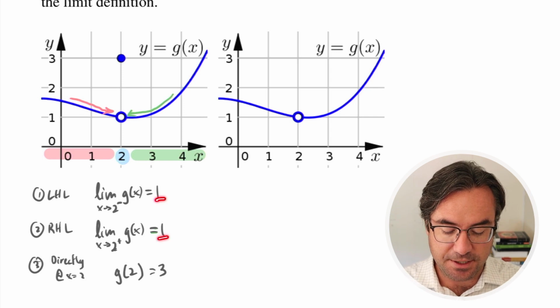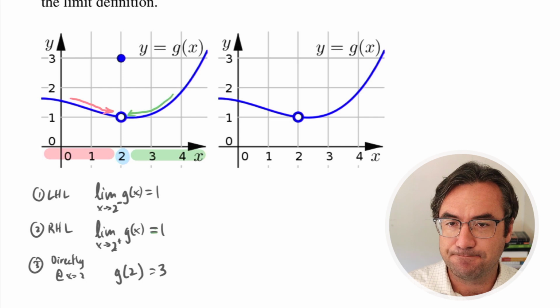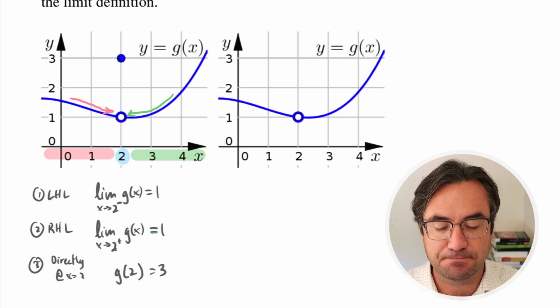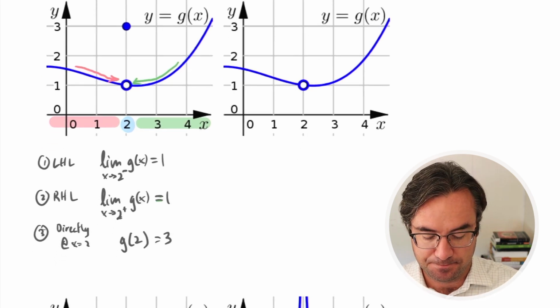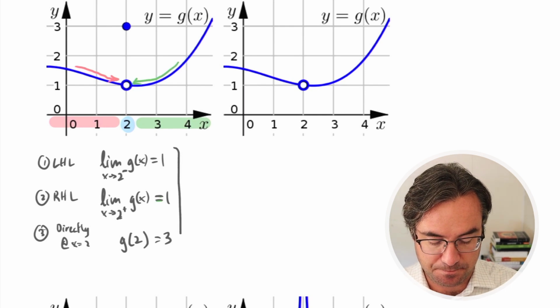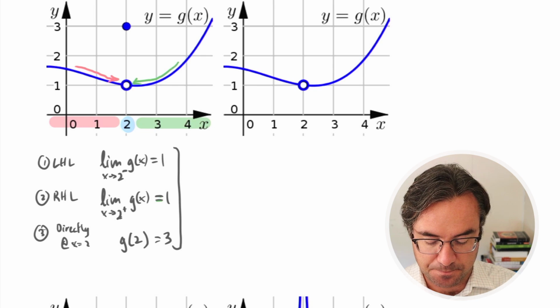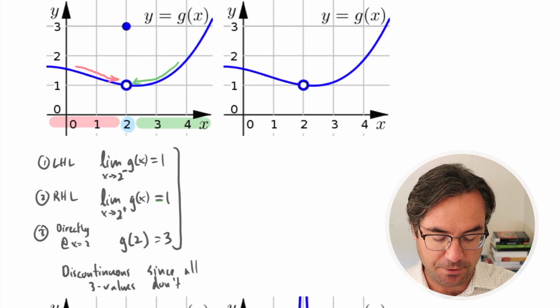Because these values don't all match up, it's not continuous. So we say it's discontinuous, since all three of those don't match.